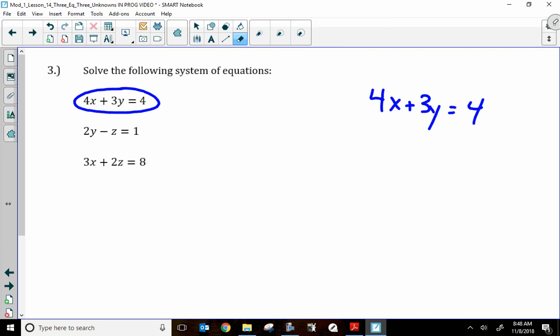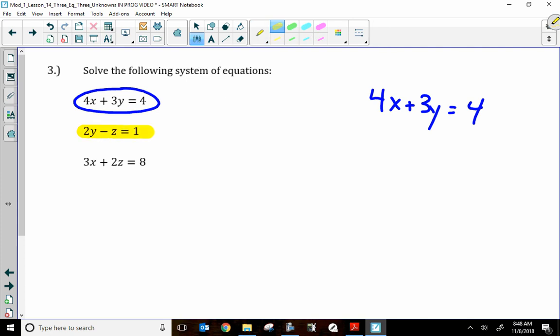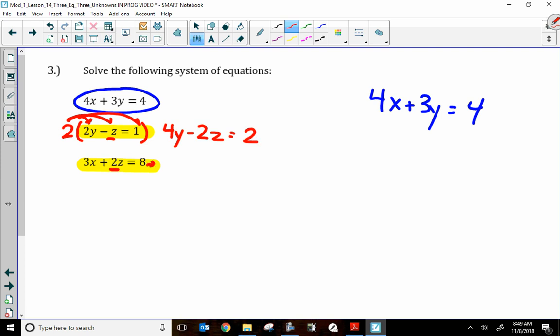So, as I work on these 2 equations here, I'm going to take this equation, I'm going to take this equation, and I'm going to get rid of my z. Because once I get rid of my z, I'll have my x and y. I have 2 in front of this z, but I don't have a 2 here. So I'm going to multiply this whole equation by 2. That's 4y minus 2z equals 2. And this one just comes along for the ride. 3x plus 2z equals 8.